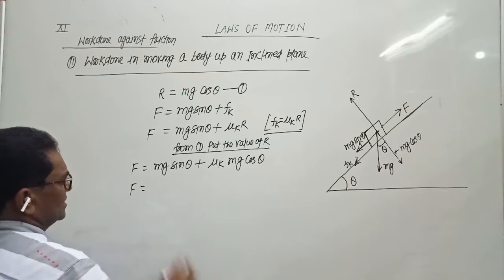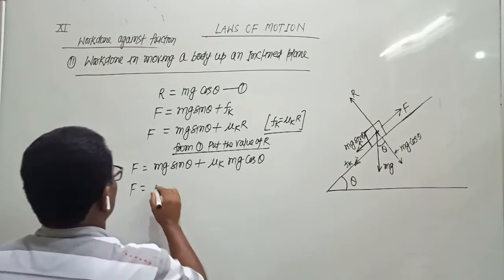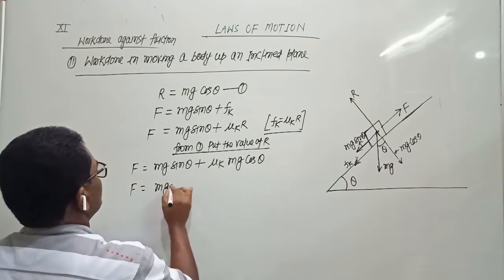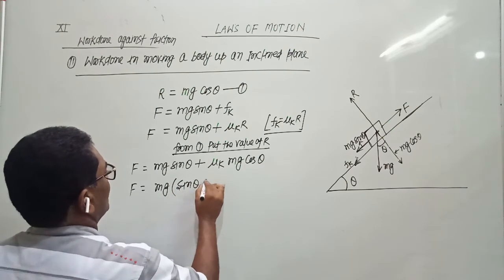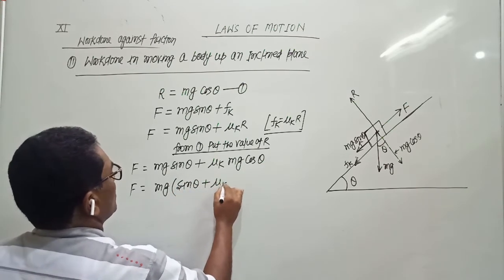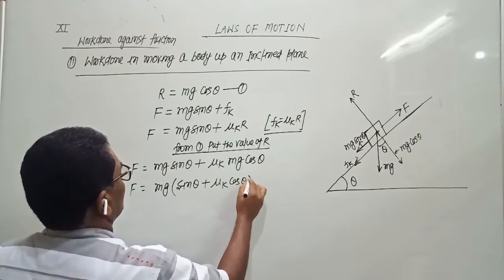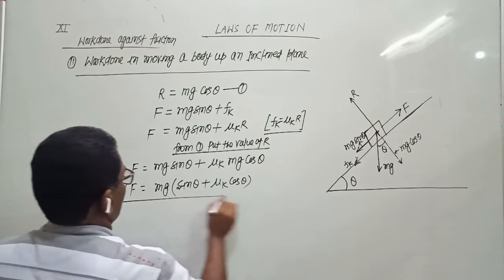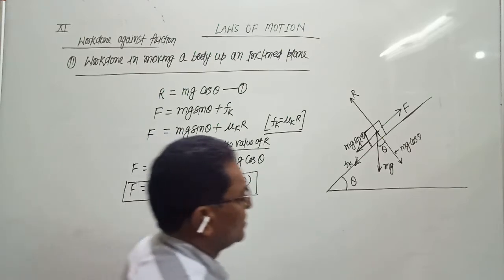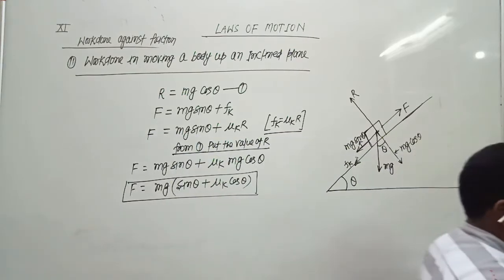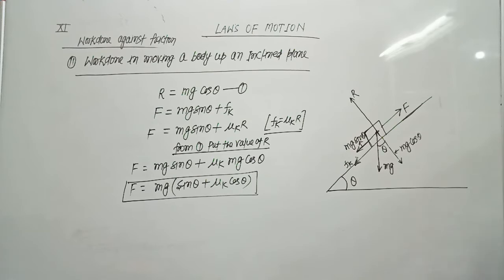Now from both the terms, mg is common. So we take mg as common. So it remains sin theta plus mu k cos theta. So this is the expression for the force acting on a body when the body is moving up an inclined plane. This is the expression for force.